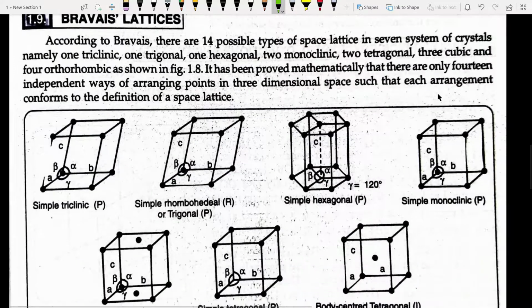Diagrammatically, triclinic structure is represented by this figure. A, B, C are not equal to each other, none of the angles is 90 degree, and all the atoms are present at the corners of the triclinic structure.